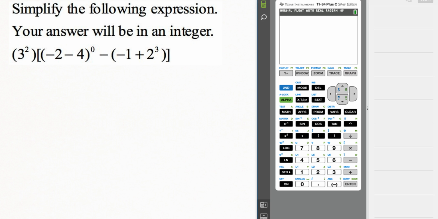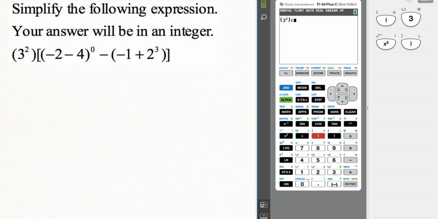So pull up your TI-84 calculator, and from here you just want to go ahead and enter it really again how it looks. So where they have a parentheses, I put a parentheses and then 3 squared and then close that parenthesis. The only thing that's going to be different in this is you don't want to enter brackets.